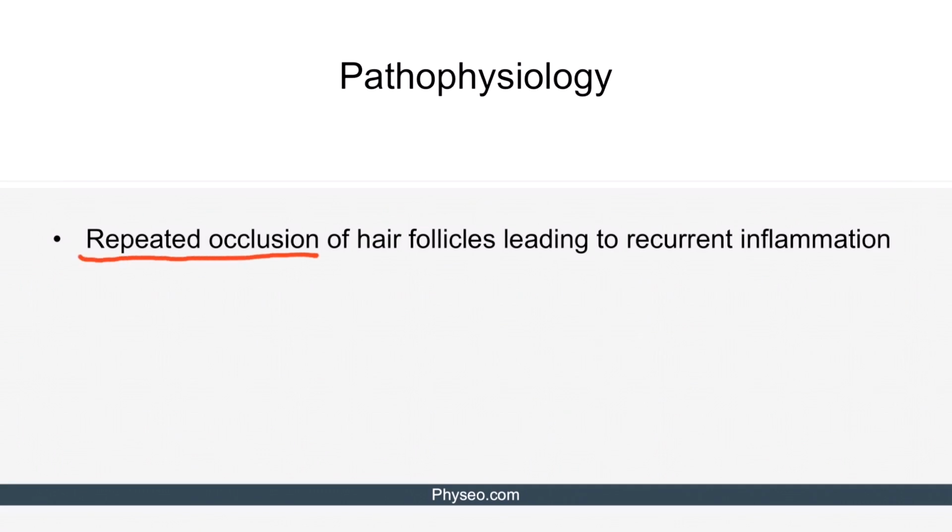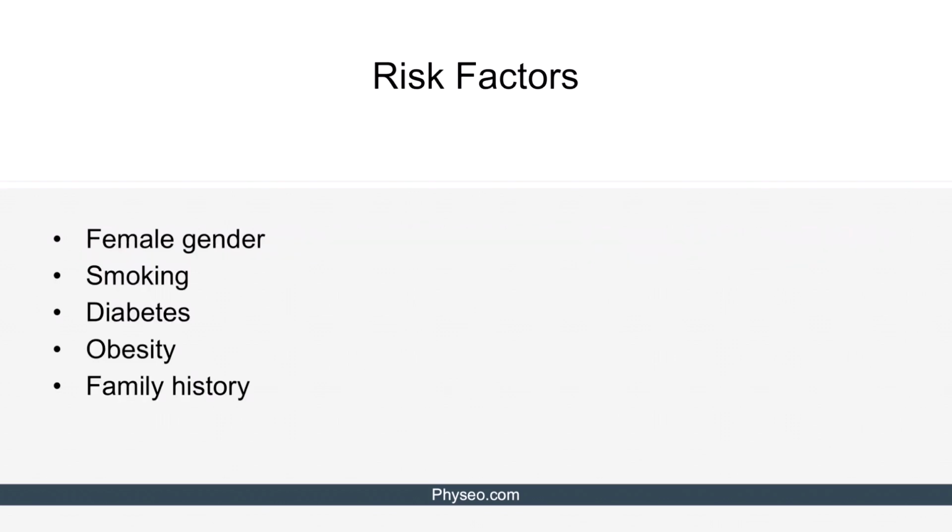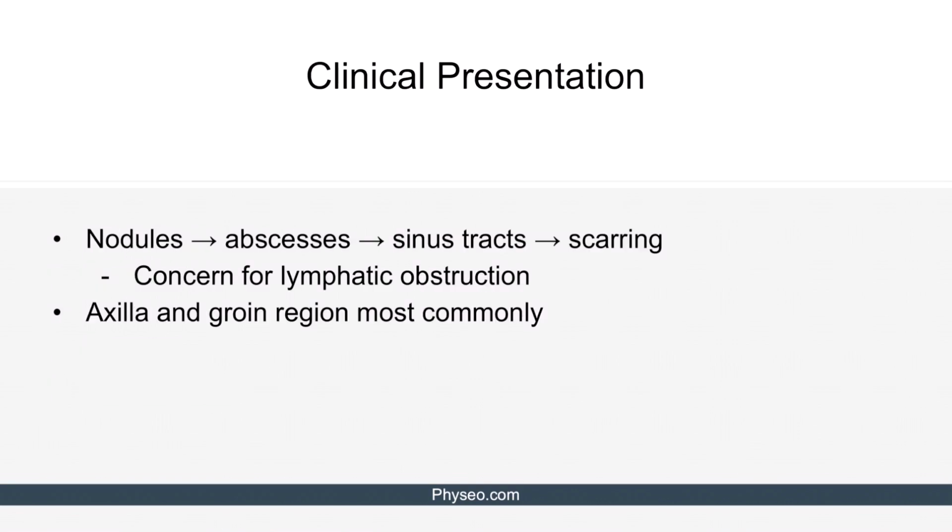Patients get repeated occlusion of the hair follicles, leading to recurrent inflammation. The risk factors for this disease are fairly straightforward. Female gender, smoking, diabetes, obesity, and a family history of the condition can all play a part in someone developing this. As far as the clinical presentation, be on the lookout for persistent and recurrent lesions that began as nodules.